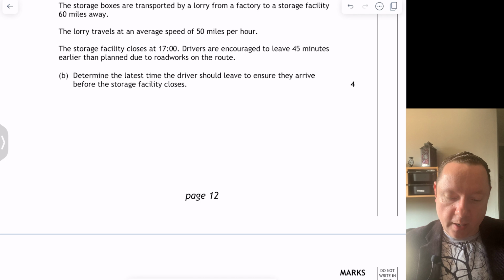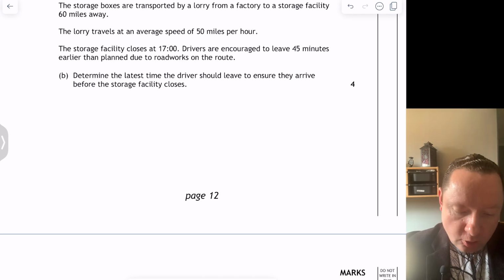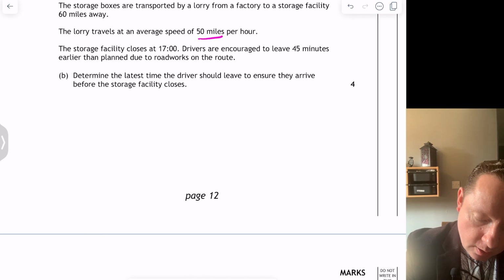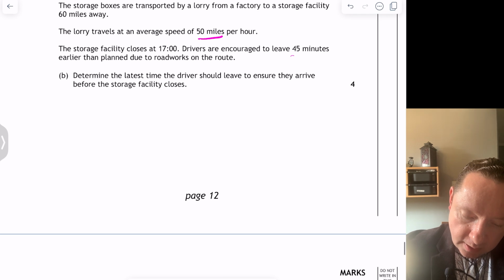These are transported by a lorry from a factory to a storage facility 60 miles away. The lorry travels at a speed of 50 miles per hour. The storage facility closes at 5 and the driver is encouraged to leave 45 minutes earlier than planned due to roadworks. Determine the latest time the driver should leave to ensure they arrive before the storage facility closes.